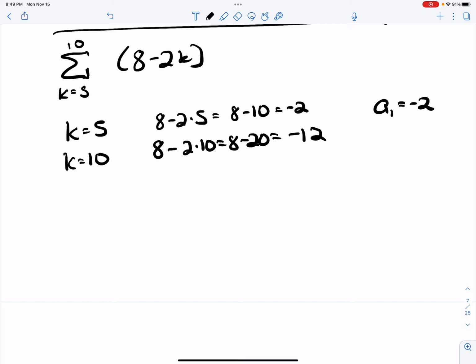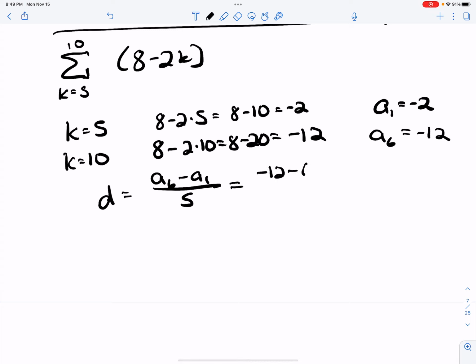So going from k equals 5 to k equals 10, that last term would be our a sub 6. 5 is first, 6 is second, 7 is third, 8, 9, 10. So that's the sixth one. So a sub 6 is negative 12. We want to find our common difference. We can do a sub 6 minus a sub 1 over 6 minus 1, or 5. So negative 12 minus negative 2 over 5. Negative 10 over 5 is negative 2.